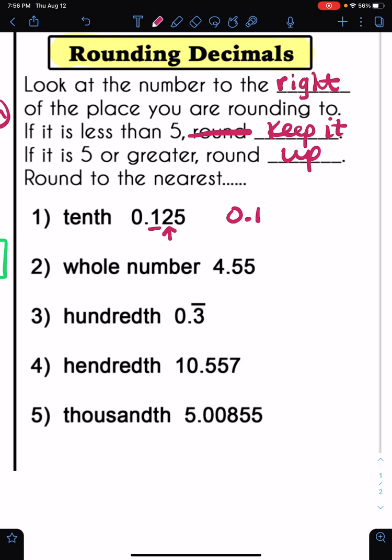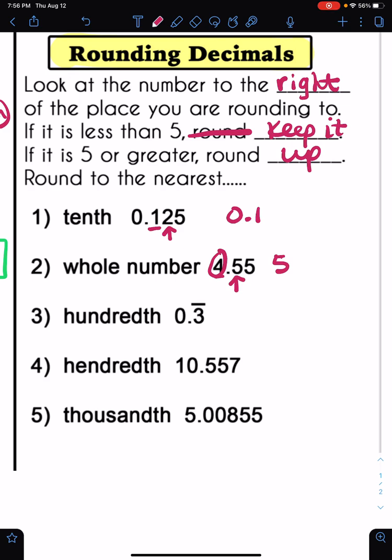If we want to round to the nearest whole number, here's the whole number. We're going to look one place to the right. Since that's 5 or more, we're going to round up. We're going to round this whole number up to a 5, and we're going to drop everything after it. You could put 5.0 if you want to, but just 5 is fine also.